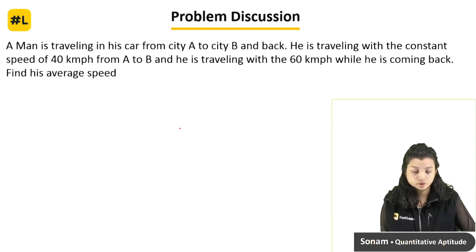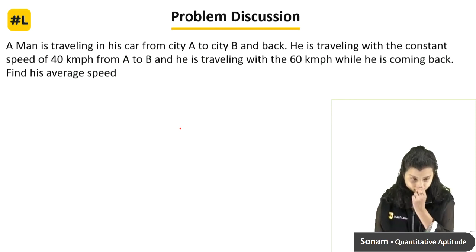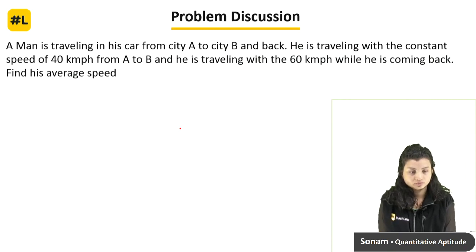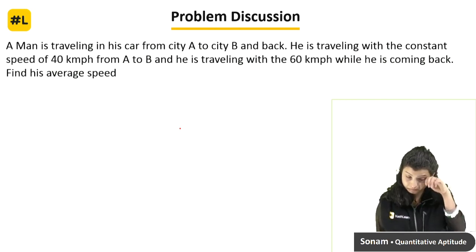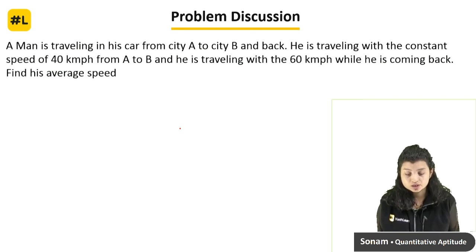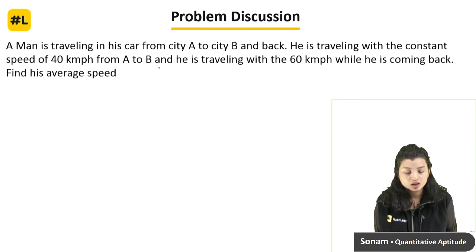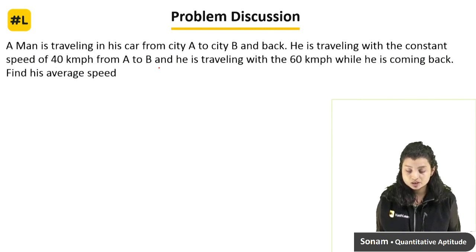Try to do this question. Read the question and you will understand what I am saying. A man is traveling in his car from city A to city B and back. He travels with a constant speed of 40 km per hour from A to B, and with 60 km per hour while coming back. Find the average speed.